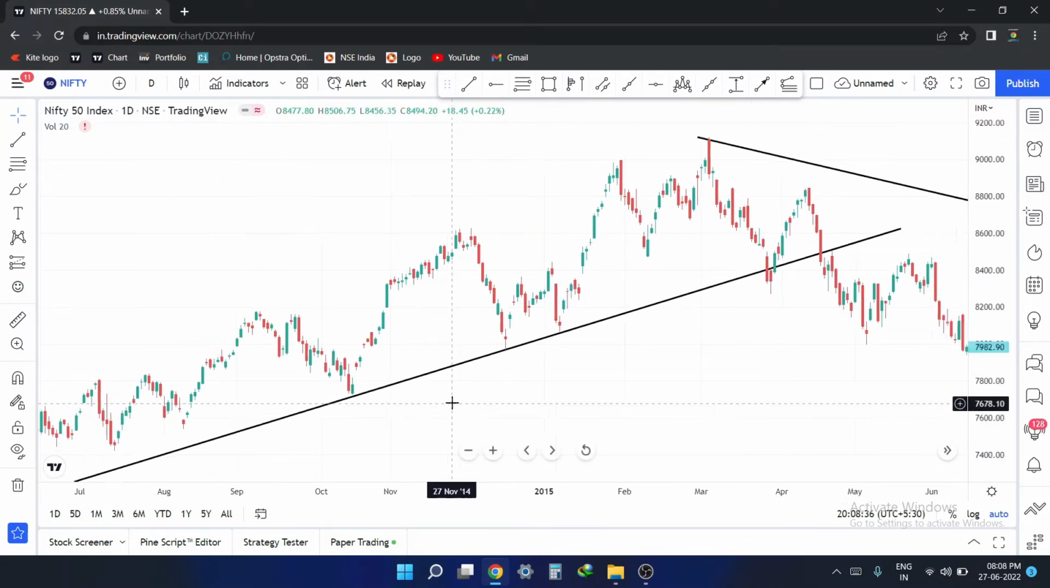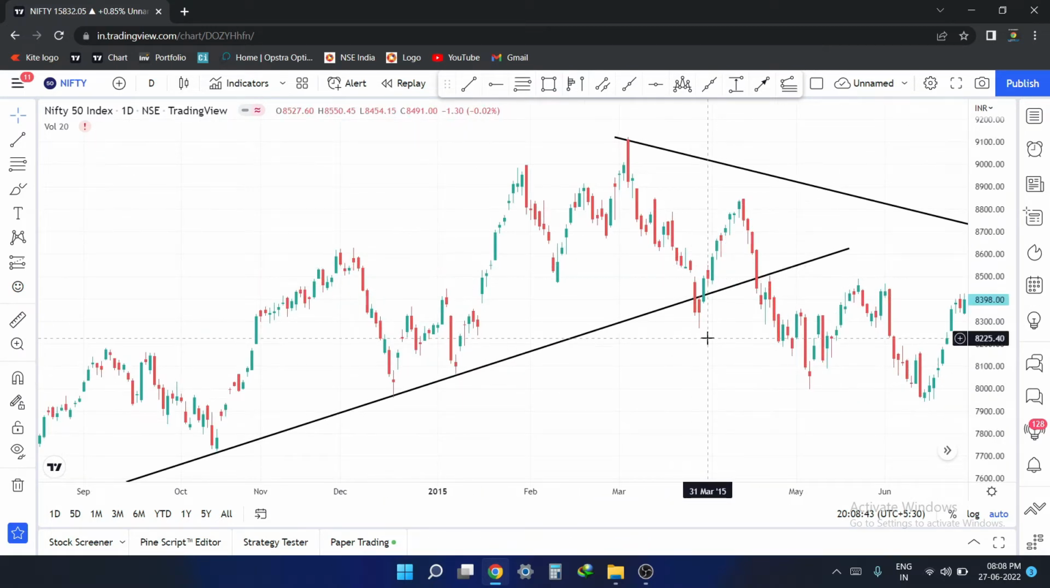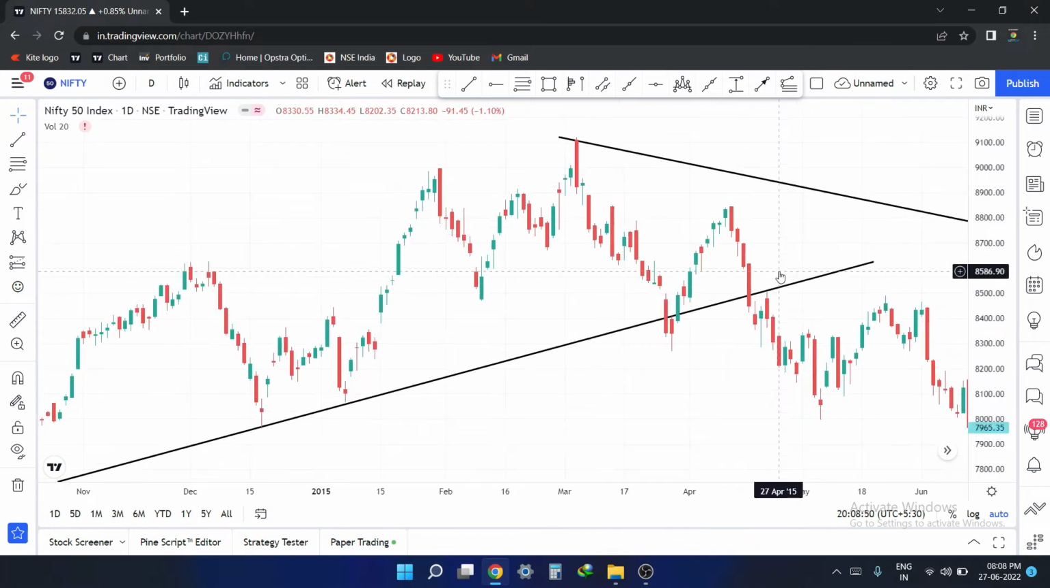And there are, I think, 4 touch points: 1, 2, 3 and 4. And fifth, it got breakout. It's a kind of false breakout and moved back to the support zone, and then again it got breakout. And see, this is the retest of the trend line.